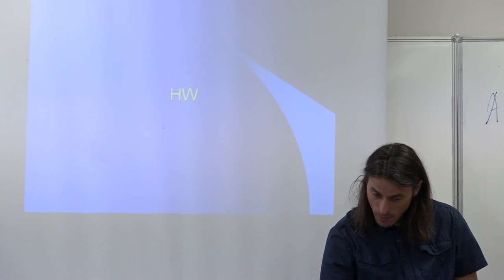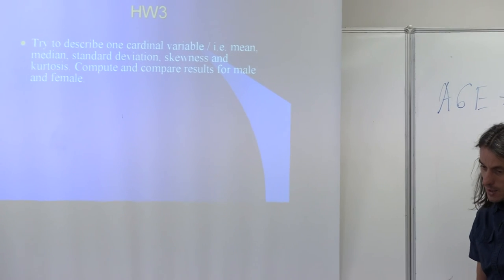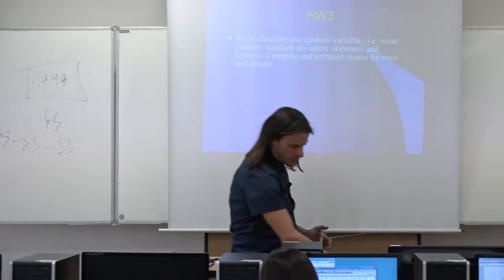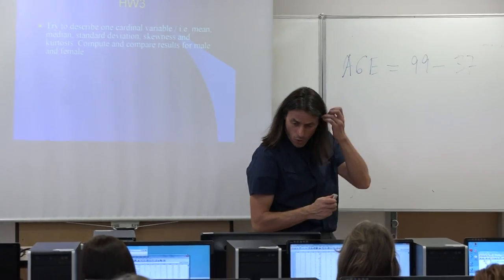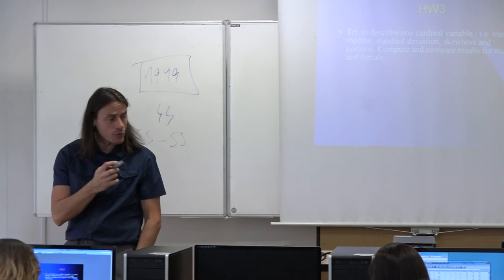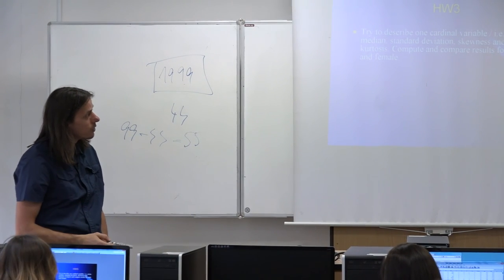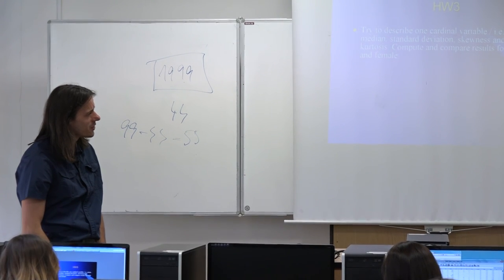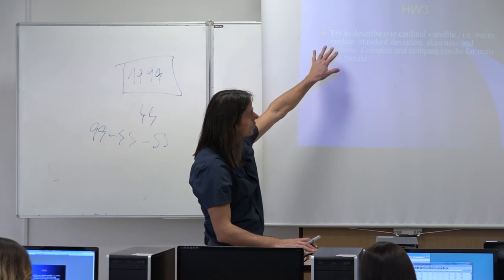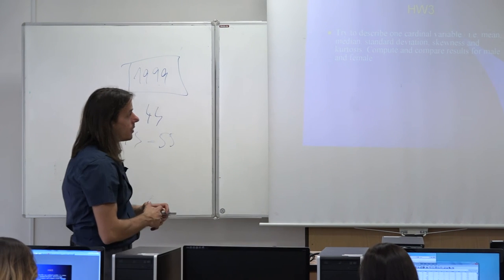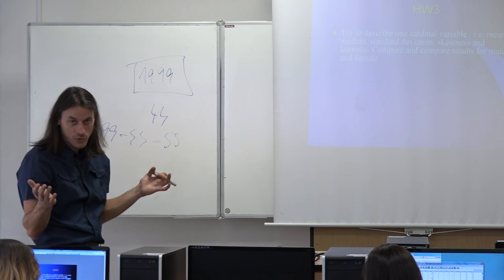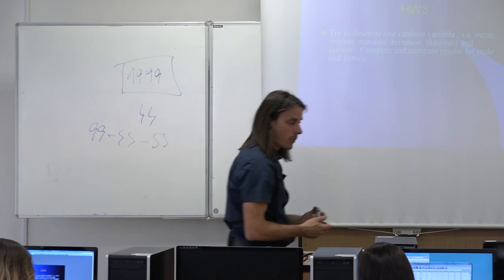Okay, we will discuss counting next time, but please try to follow this task. You can use for this homework our data which we use for lectures as well, as I guess that cardinal variables are nearly missing in your data file for homework. It means UVS data. So let's try to describe one cardinal variable: mean, median, standard deviation, skewness, and kurtosis. Compute and compare results for male and female or other groups. It's up to you how to divide the data, only to have a comparison for at least two groups.